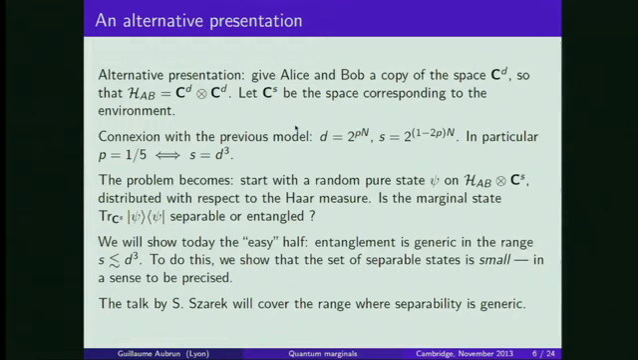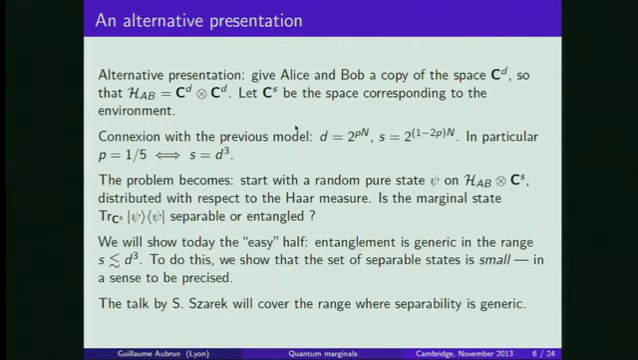And just let me state again the problem. You start with a random pure state psi on the space H_AB tensor C^S. This random pure state is Haar distributed, and you look at the quantum marginal onto AB, and you ask if it is entangled or not.